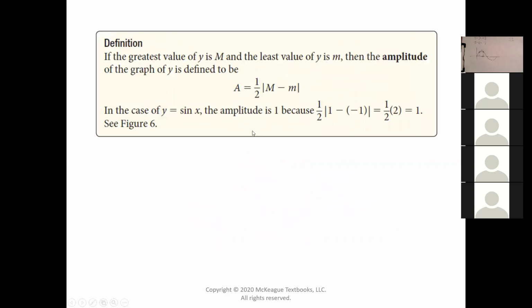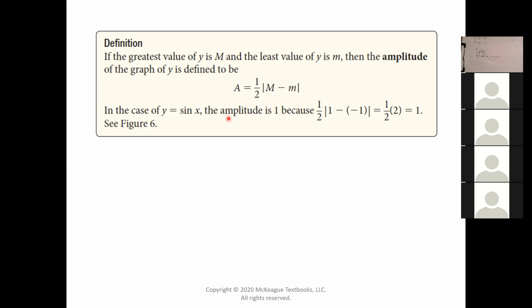All right, this is a formal definition of how to compute the amplitude of a function, not just for a trig function. This is for any function in general mathematics. The amplitude is always computed by taking 1/2 times the absolute value of the maximum y value on the graph, subtracting the minimum y value on the graph.